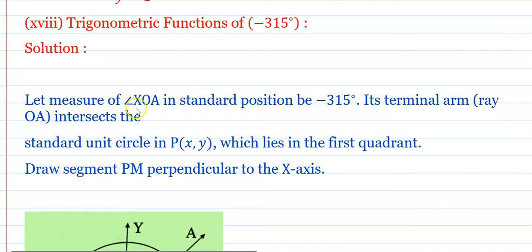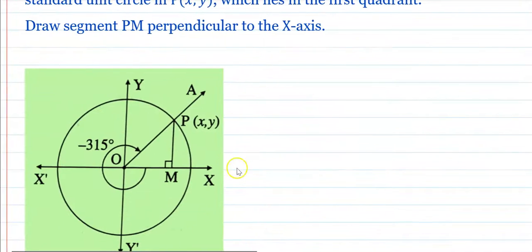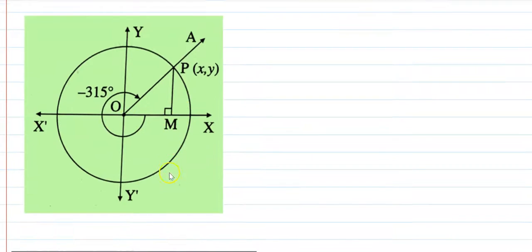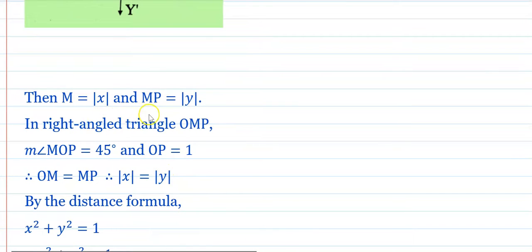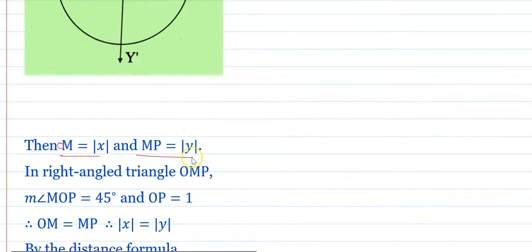The measure of angle XOA in standard position is minus 315. Its terminal arm intersects the unit circle in P(x, y), which lies in the first quadrant. Draw PM perpendicular to the x-axis. Now mod of OM is equal to x, mod of PM is equal to y. This is the OM. OM is equal to mod of x and MP is equal to mod of y.